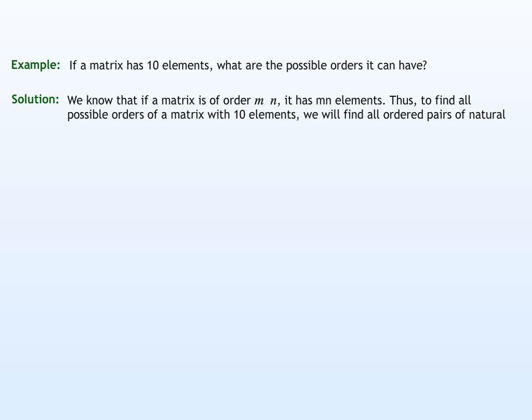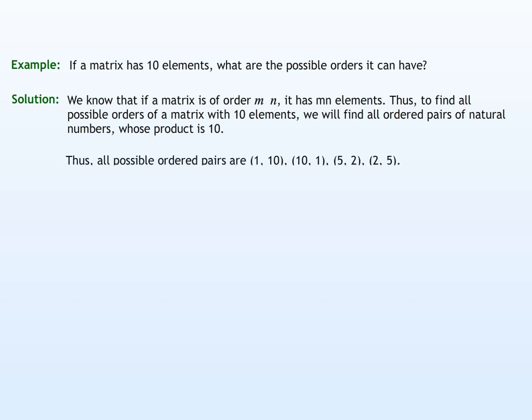Example: if a matrix has 10 elements, what are the possible orders it can have? We know that if a matrix is of order m by n, it has m multiplied by n elements. Thus, to find all possible orders of a matrix with 10 elements, we will find all ordered pairs of natural numbers whose product is 10. Thus, all possible ordered pairs are (1, 10), (10, 1), (5, 2), (2, 5). Hence, all possible orders are 1 by 10, 10 by 1, 5 by 2, and 2 by 5.